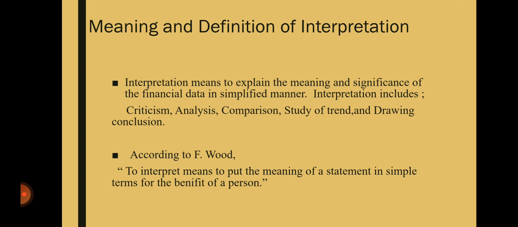The next process we do is interpretation. Interpretation means to explain the meaning and significance of the financial data in a simplified manner. And interpretation includes criticism, analysis, comparison, study of trend, and drawing conclusions. That is, as soon as we finish the financial analysis, the next procedure is interpretation, where we have to explain in a simple manner what is the meaning, or what is the result of the financial analysis we have done.